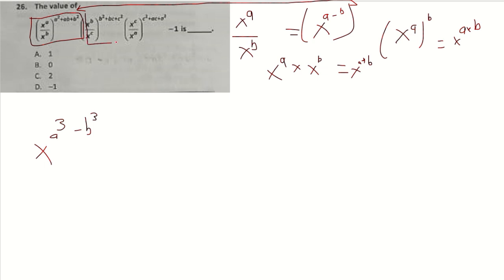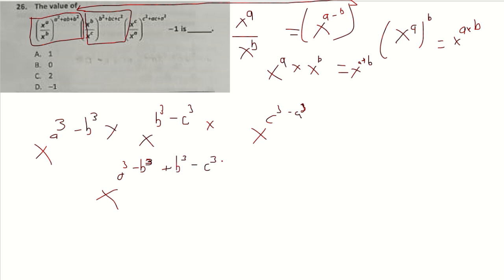Now taking this part, it is the exact same as the first part. It's just a is replaced with b and b is replaced with c. So we don't need to do the calculation. This will be x^(b cube minus c cube), and the third one again will be x^(c cube minus a cube). Although there is no multiplication sign in between, there is no other sign in between, and there are no more powers. So this is multiplication, and so this will be x^(a cube minus b cube plus b cube minus c cube plus c cube minus a cube).